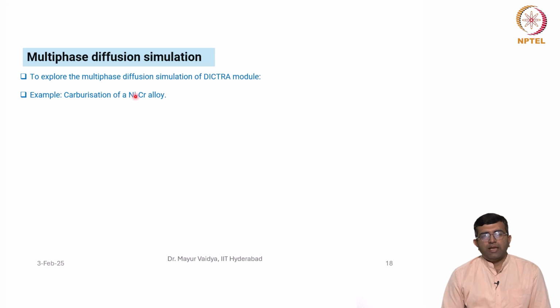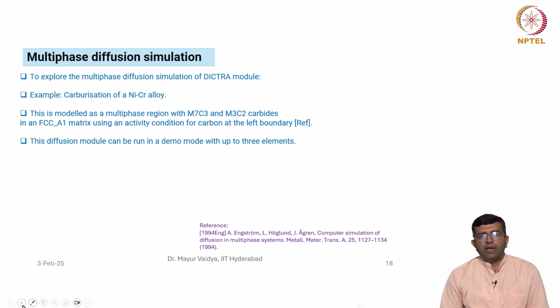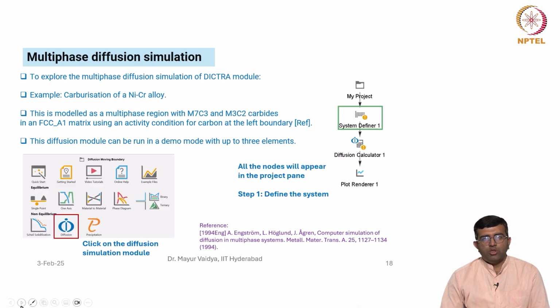So we are taking the example of a nickel chromium alloy. Here it is modeled as a multi-phase region with the M7C3 and M3C2 carbides in FCC matrix using an activity condition for the carbon at the left boundary. And again this diffusion module can be run in demo mode with up to 3 elements. So that should not be a problem. Select as usual the diffusion module.